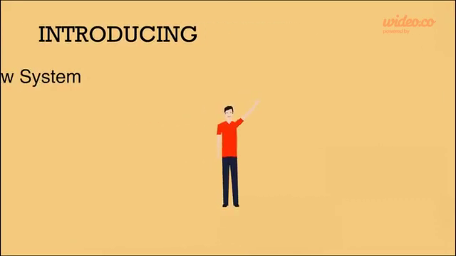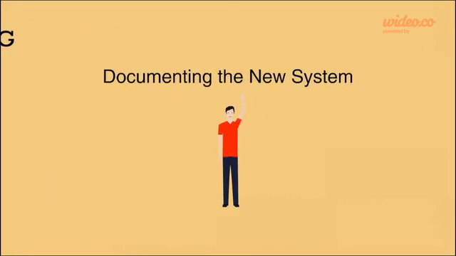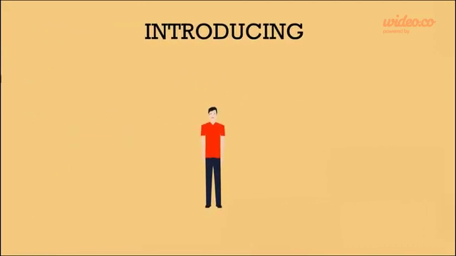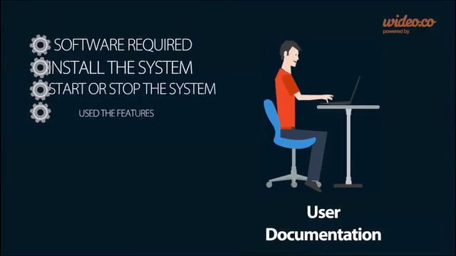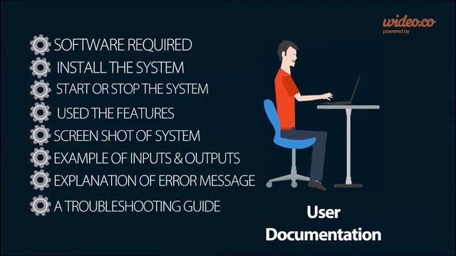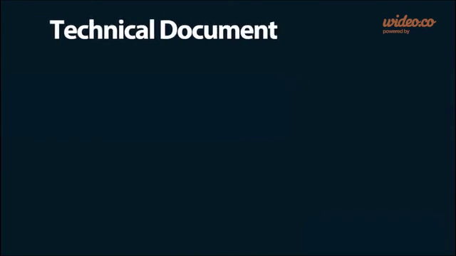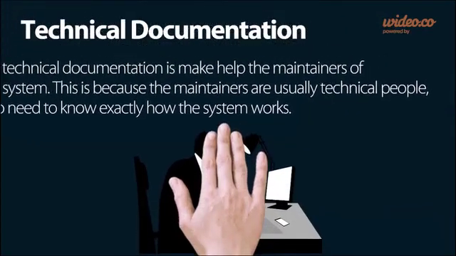now usable. There are 2 types of documentation that should be produced when creating a new system. Those are user documentation and technical documentation. The user documentation is usually for non-technical users, who just need to know how to use the system. The user documentation usually includes a list of minimum hardware and software required to use the system, how to install the system, how to start and stop the system, how to use the features of the system, screenshots showing the system in typical use.